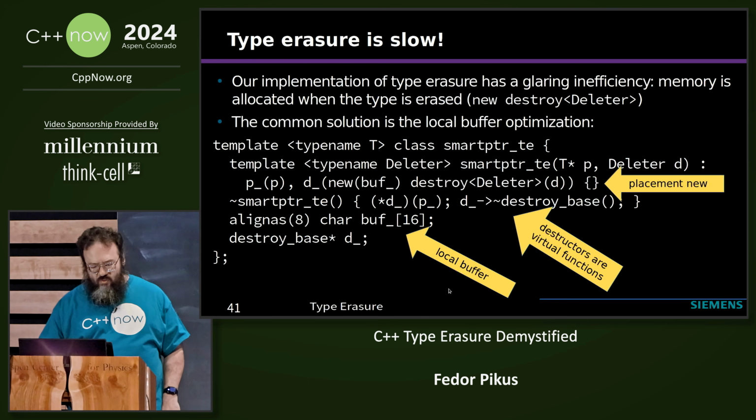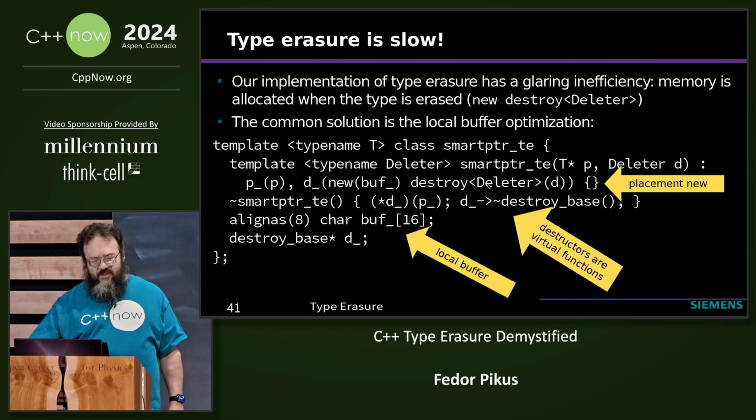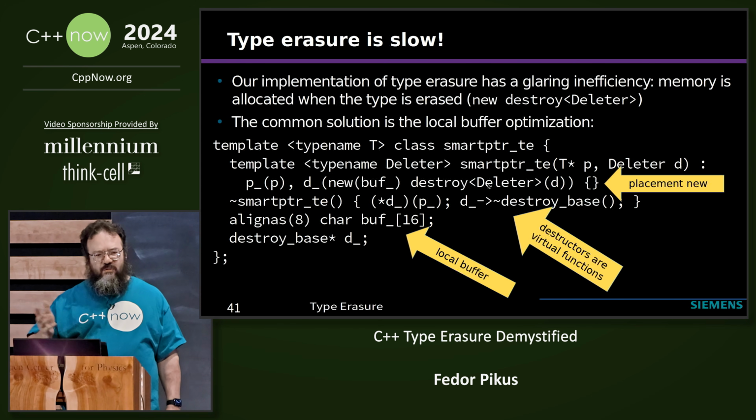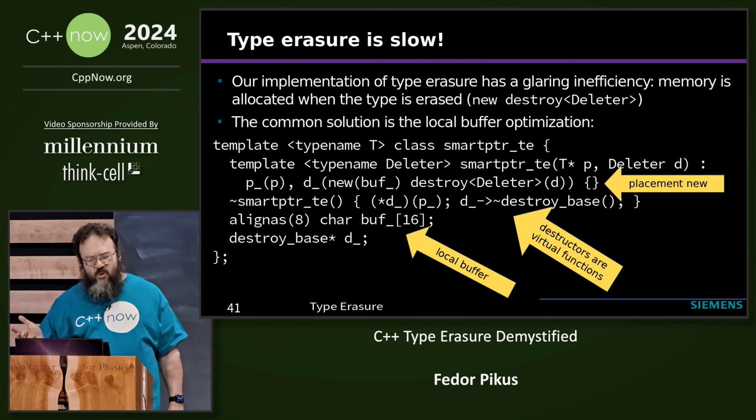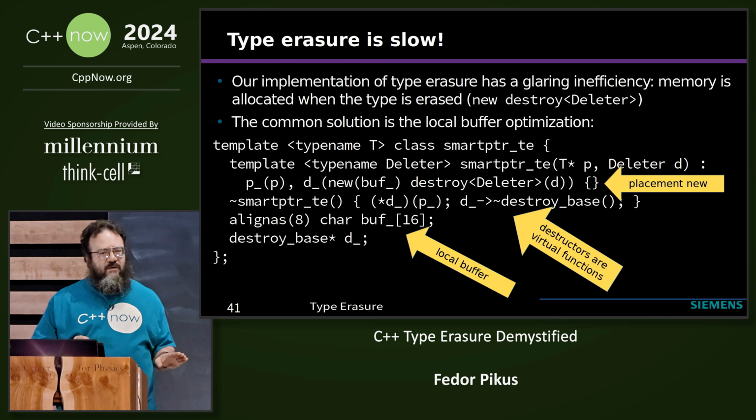So here is my new. Before I did the optimization, I just had new delete, a new destroy of deleter, which calls malloc. And in the destructor, I would have to call free. So memory allocation is a slow process. Memory allocation in concurrent programs is a very slow process. So this is a significant drawback.